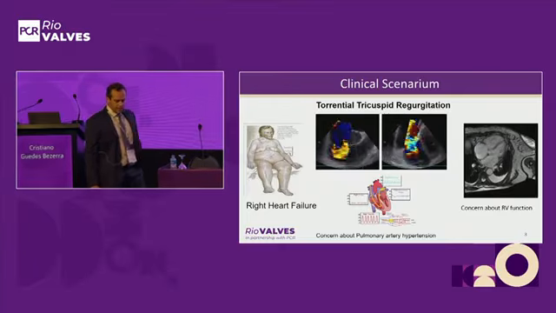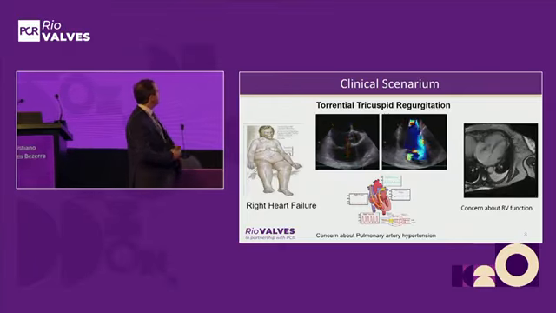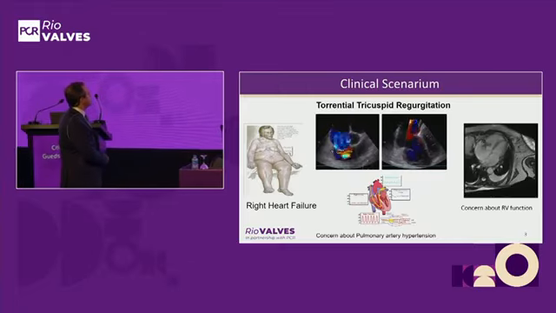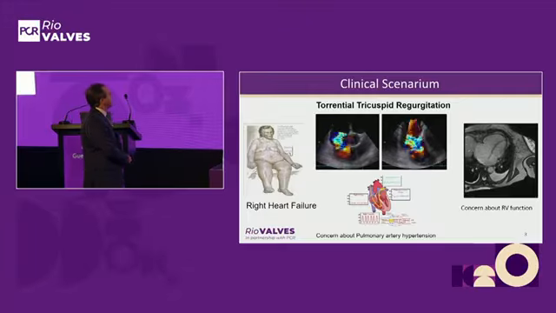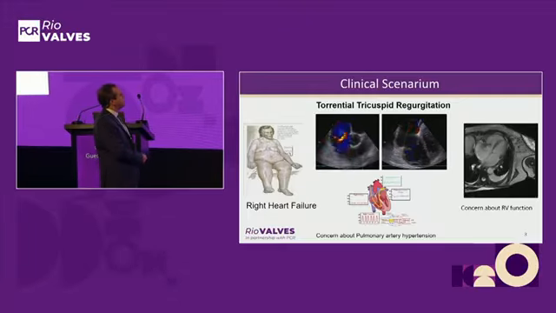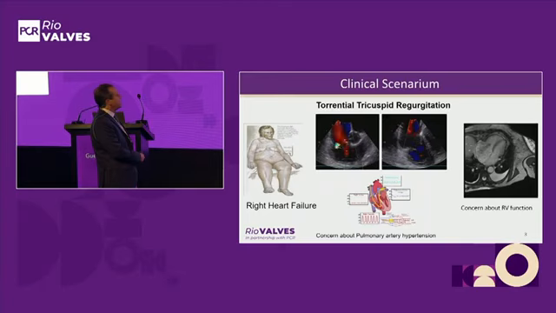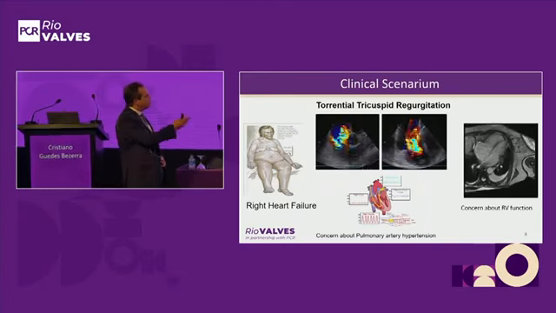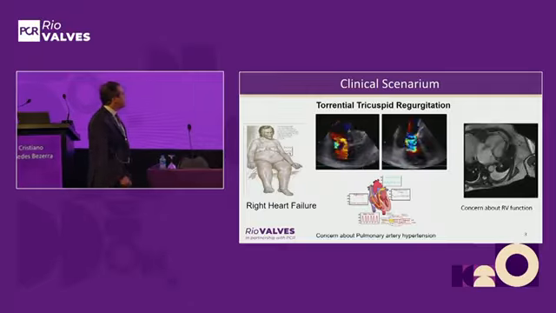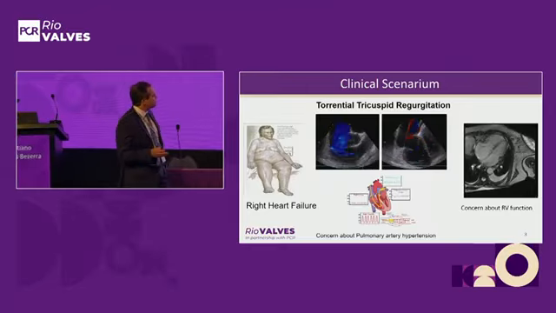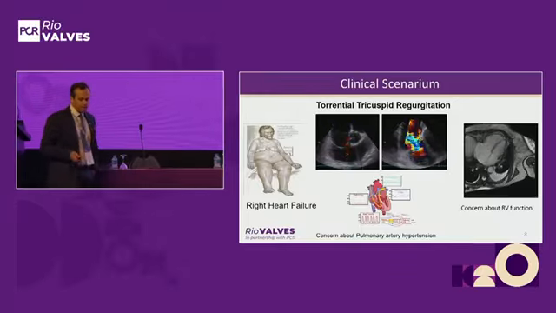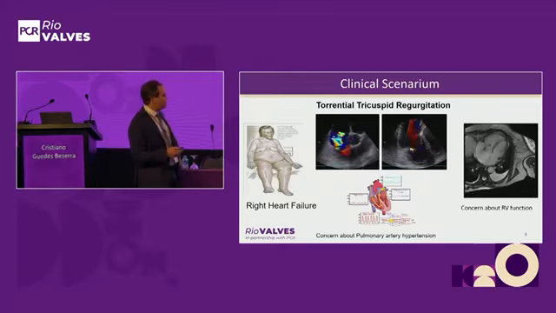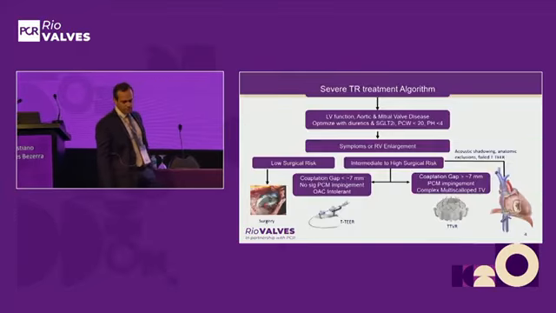So this is the clinical scenario. This is our patient with right heart failure, jugular distension, ascites, and lower limb edema. We have a torrential TR, as you can see in the echo. We are always concerned about the RV function, and you can see that in the MR. We are concerned about the hemodynamics, especially the pulmonary artery hypertension. So we have to deal with all that information and choose the right treatment for our patient.